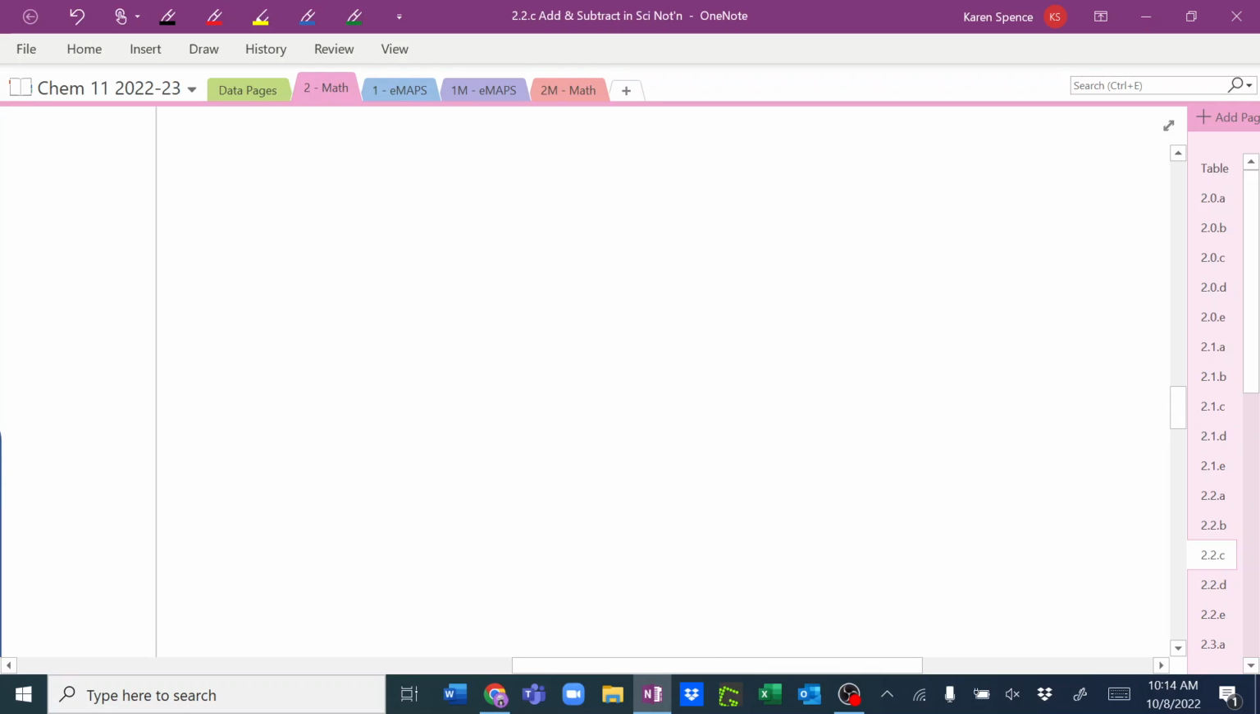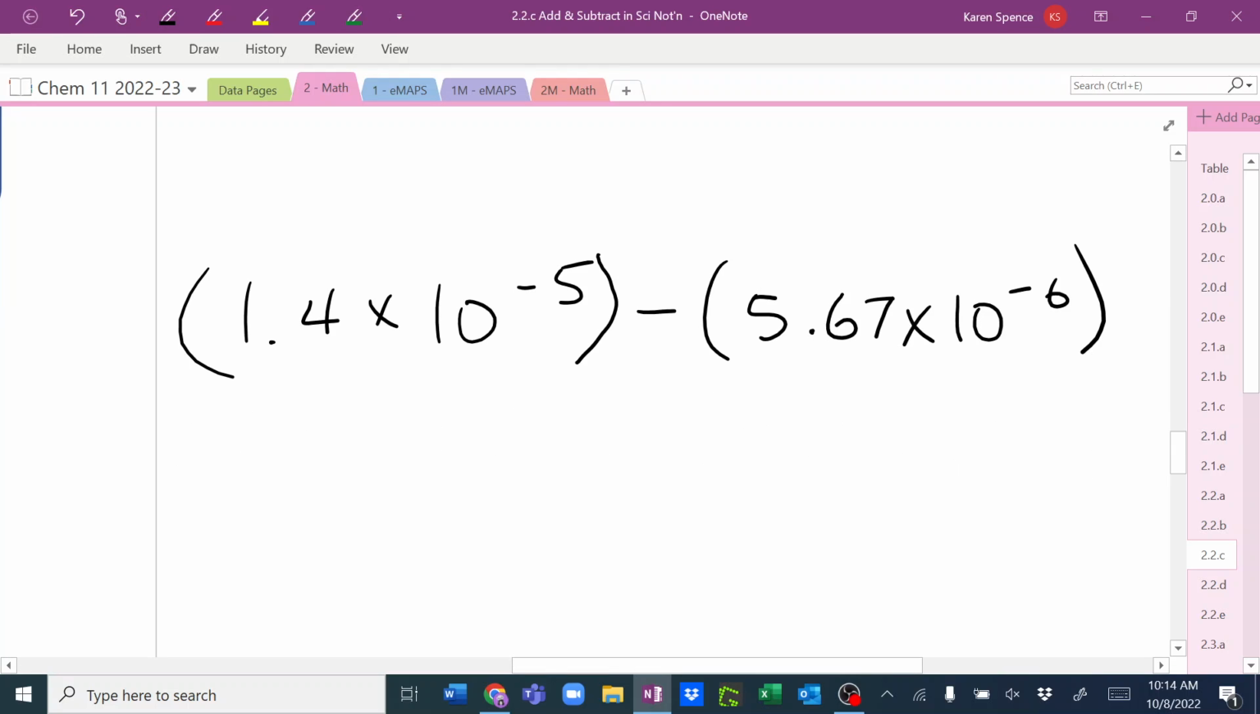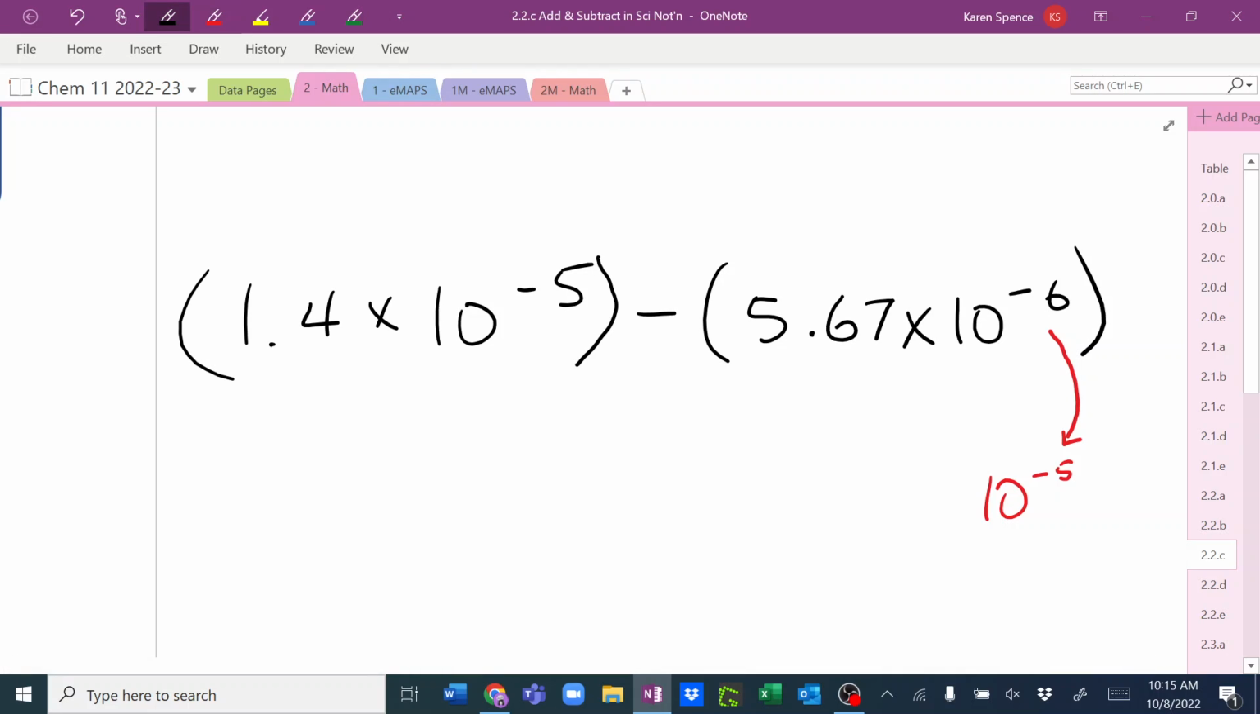All right, next example. Here we go. Ooh, look, it's a subtraction. It's a subtraction and we have negative exponents. How exciting. All right, so we have 1.4 times 10 to the minus 5 and 5.67 times 10 to the minus 6. I am going to choose to change this power of 10 to match the other one. It doesn't matter which one you choose. I could have chosen to change my 10 to the negative 5 into 10 to the negative 6, but I'm going to do it this way.